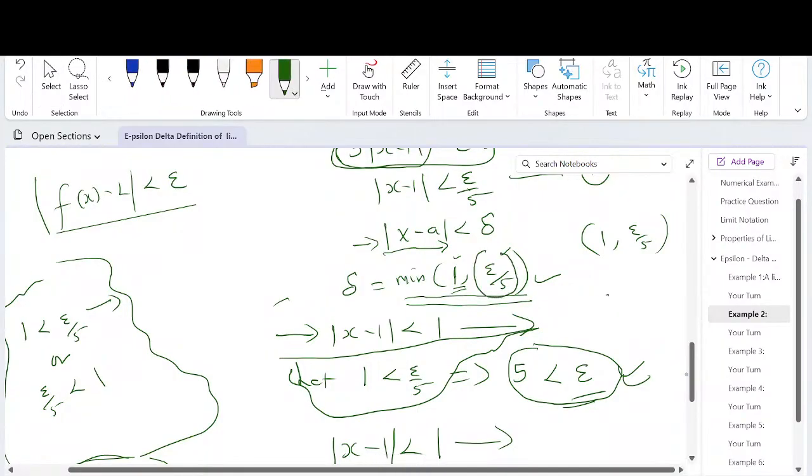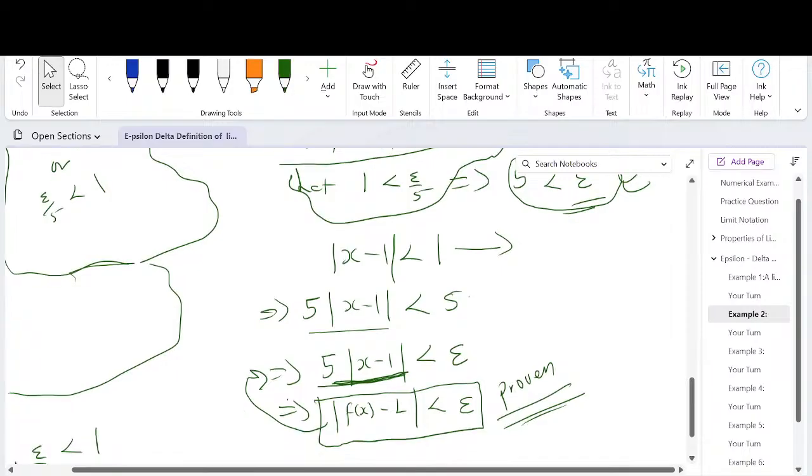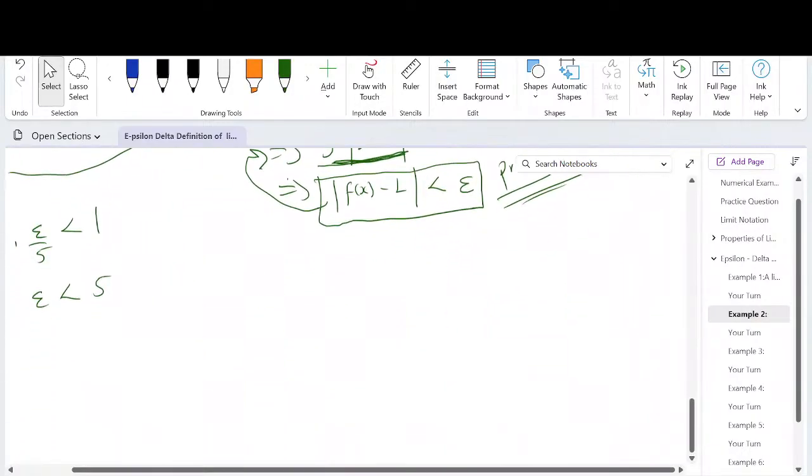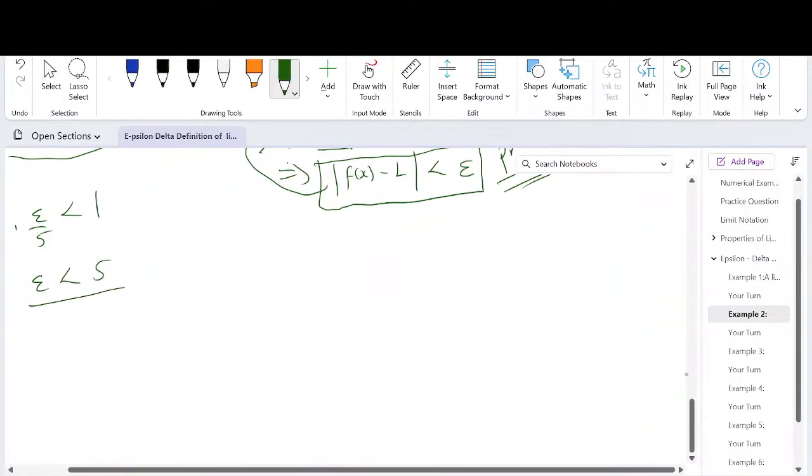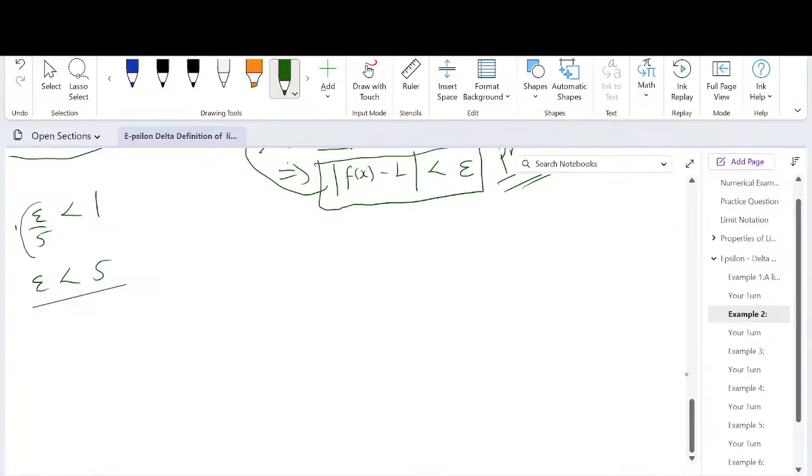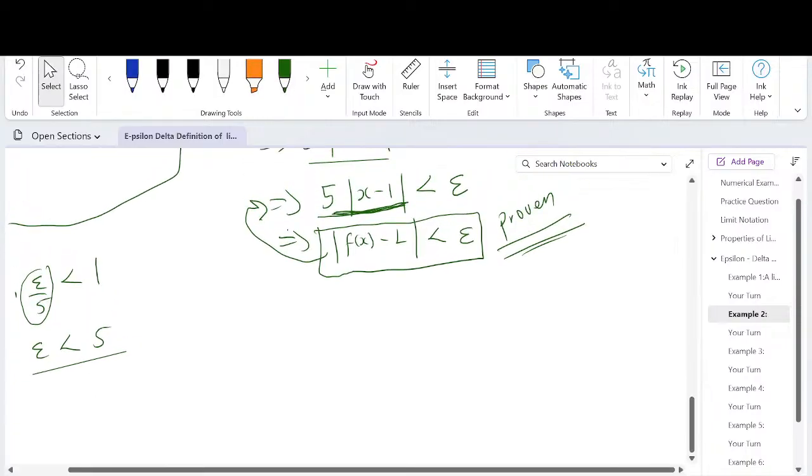So if you try this and you are able to get your answer, that means epsilon over 5 is not less than 1. So it implies that 1 is less than 2. Okay, so that is just the implication. If you are using this one now, epsilon over 5 is less than 1, it implies that epsilon is less than 5.